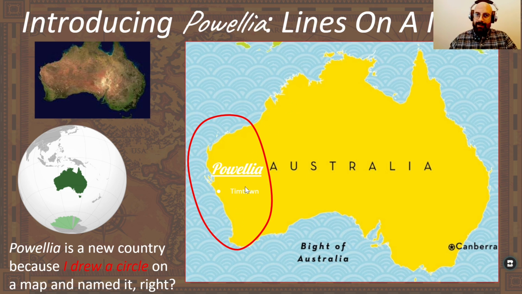And my capital city, the first city of Powellia, kind of like Jamestown, I'm going to call it Timtown. Timtown, yep, that's it. Beautiful country of Powellia, the capital city of Timtown. Come on, welcome all. You should come move to Powellia.